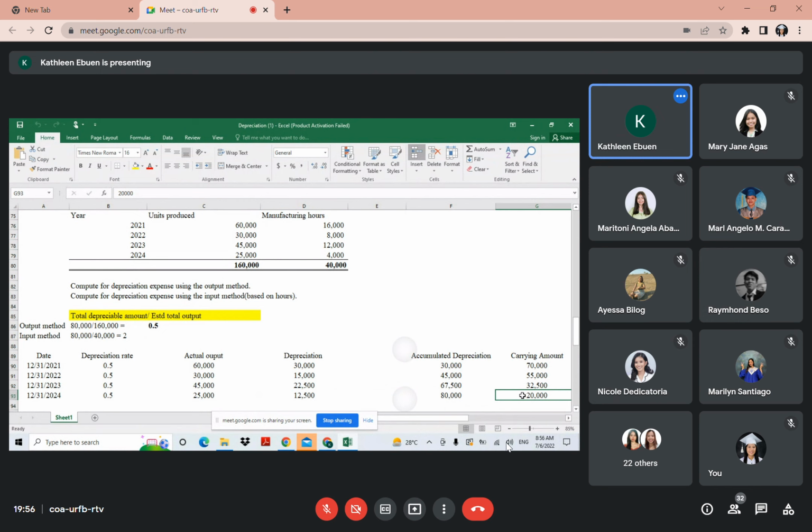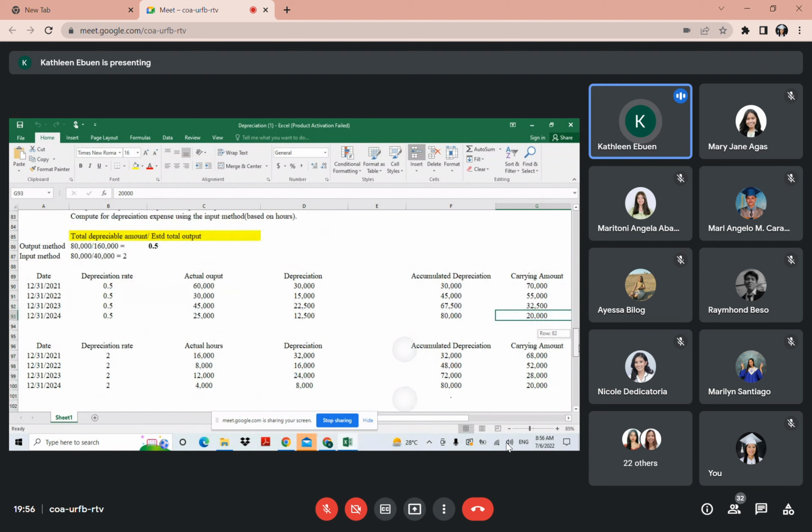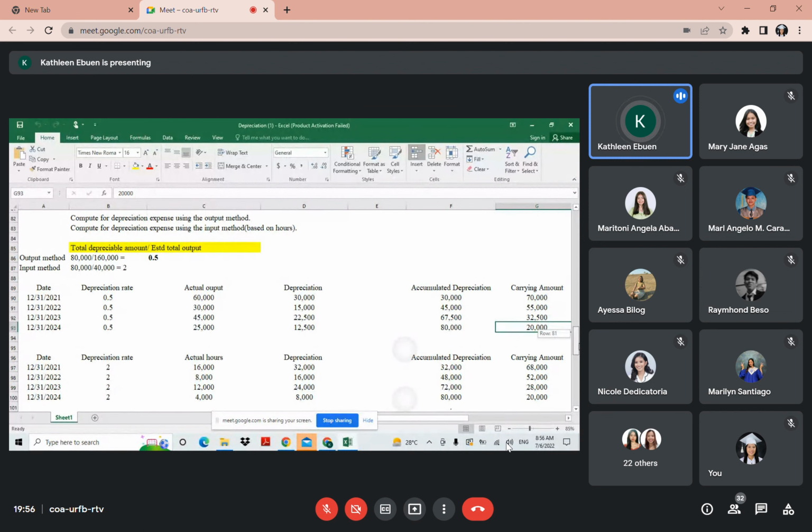Okay? Nasundan? So, what if naman kapag input method? So, of course, gagamitin natin yung actual hours.